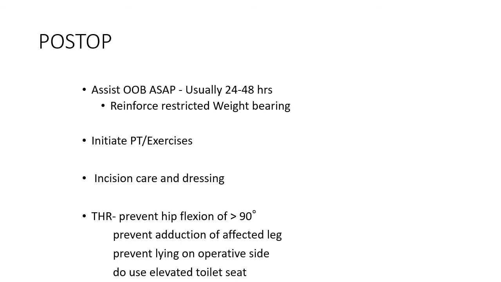In total hip replacement, always remember to prevent hip flexion of more than 90 degrees, especially with posterior surgical approach patients. With patients with an anterior surgical approach, they should not hyperextend the operative leg behind them. Also tell them to avoid lying on their operative side, and they do need to use elevated toilet seats.